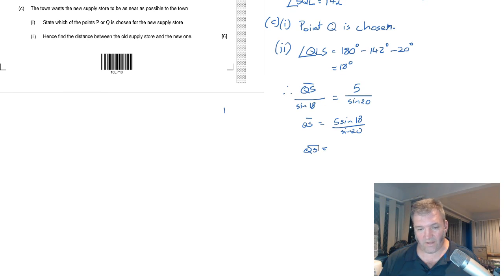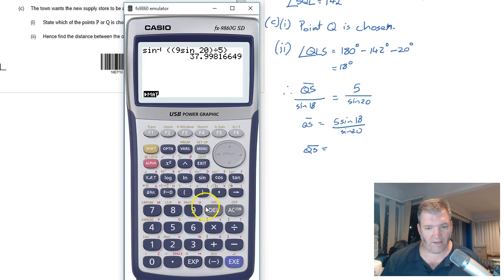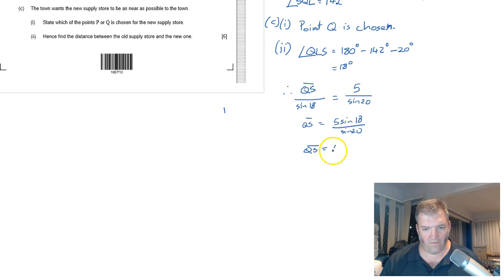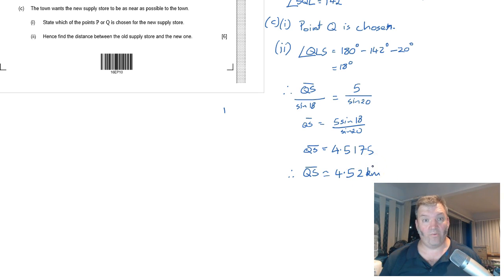Hopefully my ugly mug's not covering up that working. I'm just going to scroll it up anyway in case it is. 5 sine 18 divided by sine of 20. 4.5175. I know that's not to the recommended 6, but that's close enough. Therefore, QS is approximately equal to 4.52 kilometres. All done. There you go.